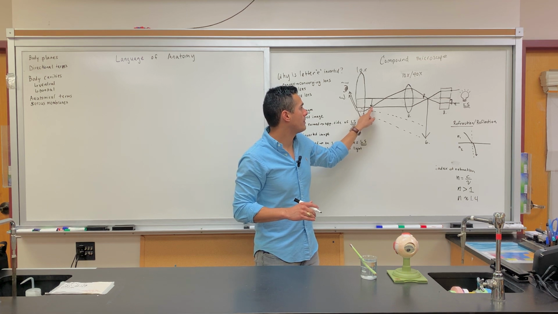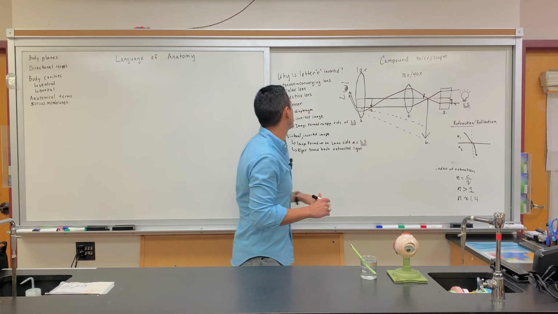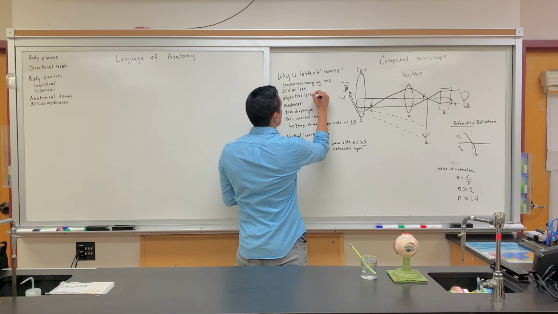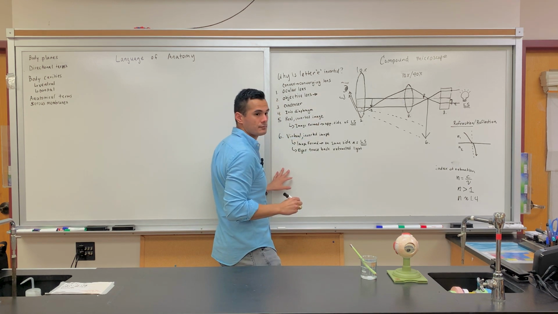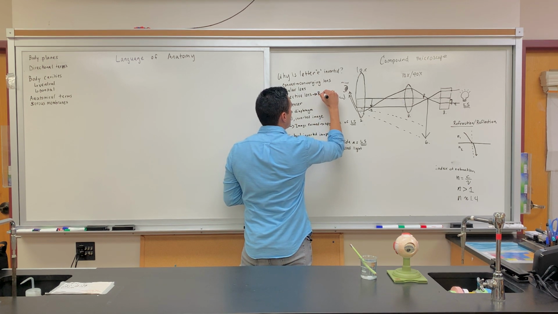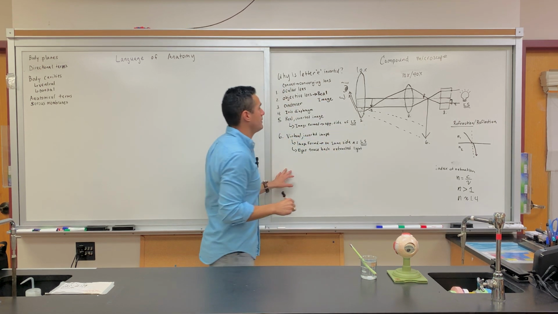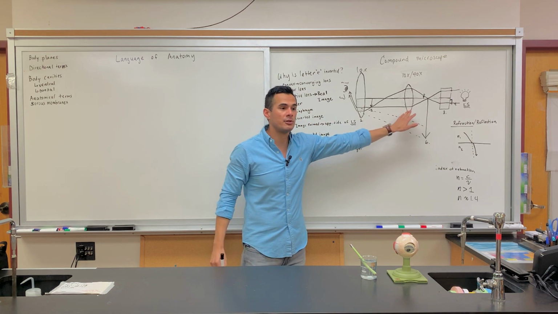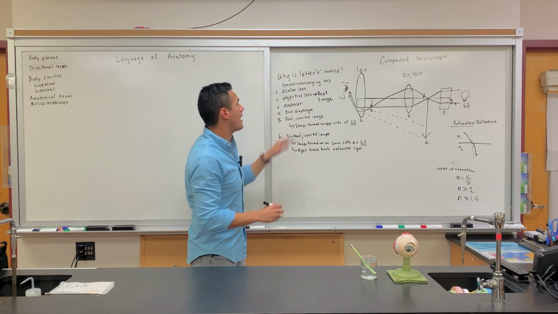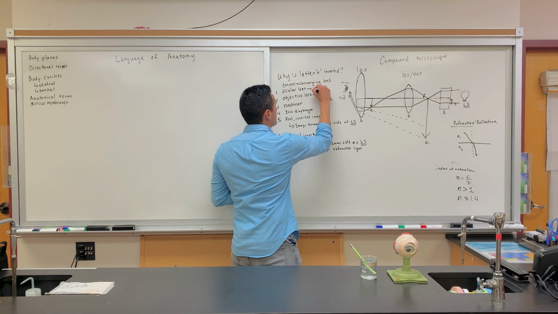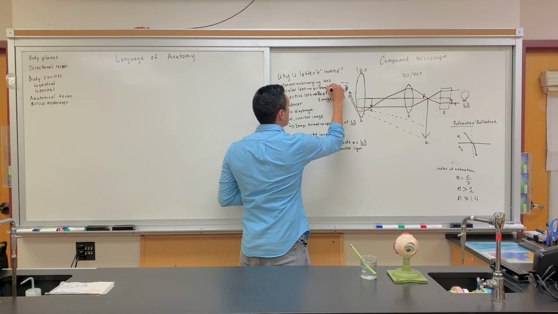So the real image, what is the real image formed by? The objective lens. So the objective lens is responsible for forming the real image. This is very important right here. The objective lens is what forms the real image, and the ocular lens is what forms the virtual image.